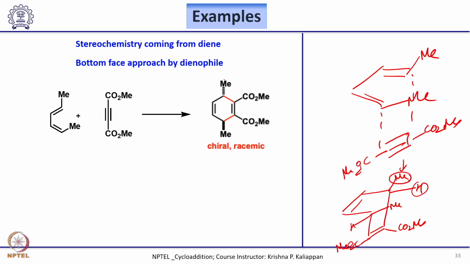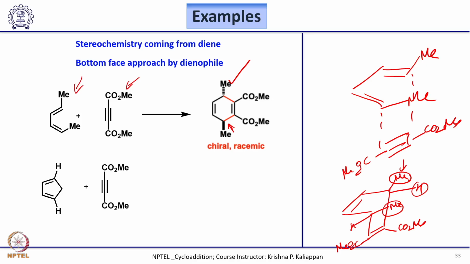This is alpha, yes, this is alpha, and this carbon, that is here, your methyl is towards you, that is beta, okay. The compound, again it is racemic. Though it's chiral, it is racemic because you don't have any chiral component in the diene and dienophile. Okay.